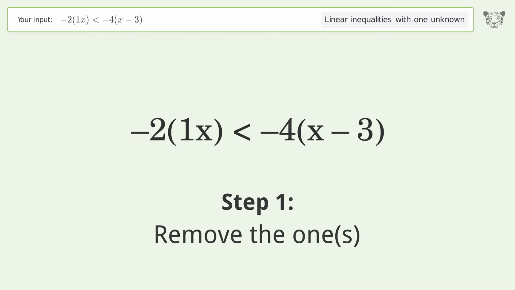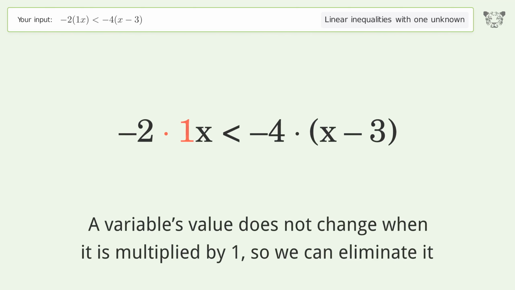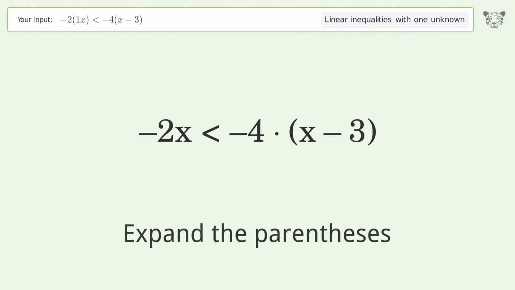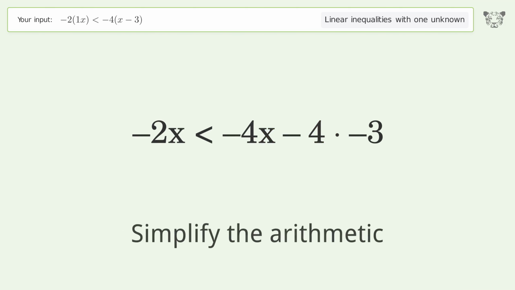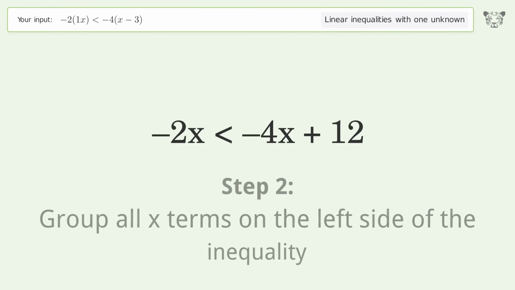Remove the ones. A variable's value does not change when it is multiplied by 1, so we can eliminate it. Expand the parentheses. Simplify the arithmetic. Group all x terms on the left side of the inequality.